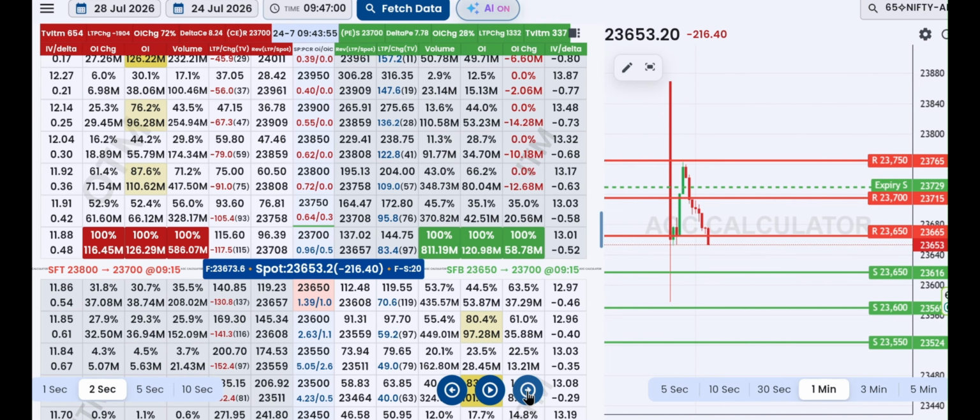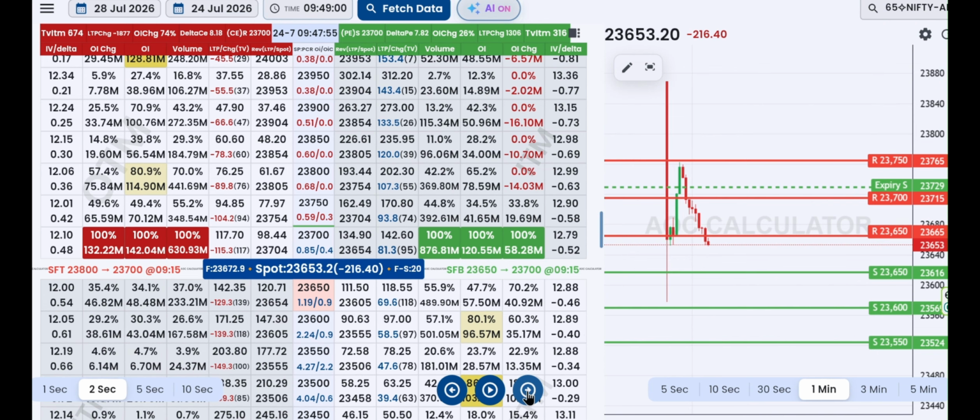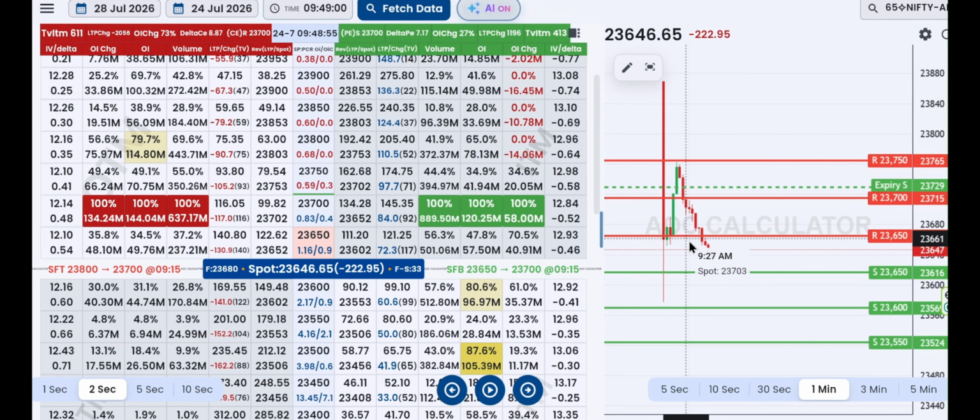However, after some time, the price breaks below 23,700. This means that the strong support at 23,700 has been broken, and at the same time, the resistance also shifts downward. Now 23,700 becomes a strong resistance, which is a clear bearish signal.